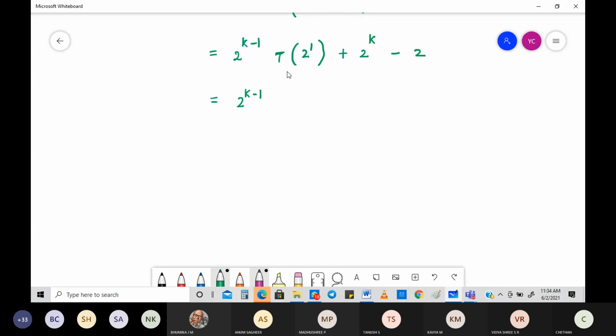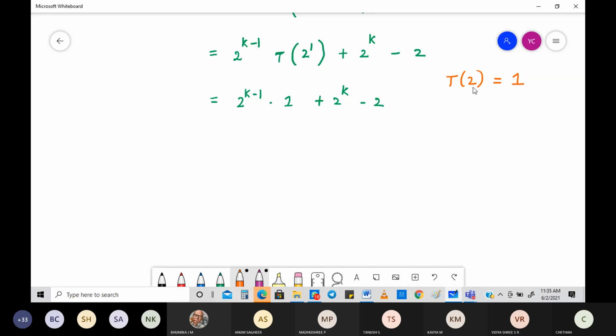Okay, and this entire thing, T of 2 to the power of k. What is it? I can easily write this entire thing as 3 by 2 into 2 to the power of k minus 2. Now why is this? It is because of a very simple fact: T of 2 is nothing but equal to 1.